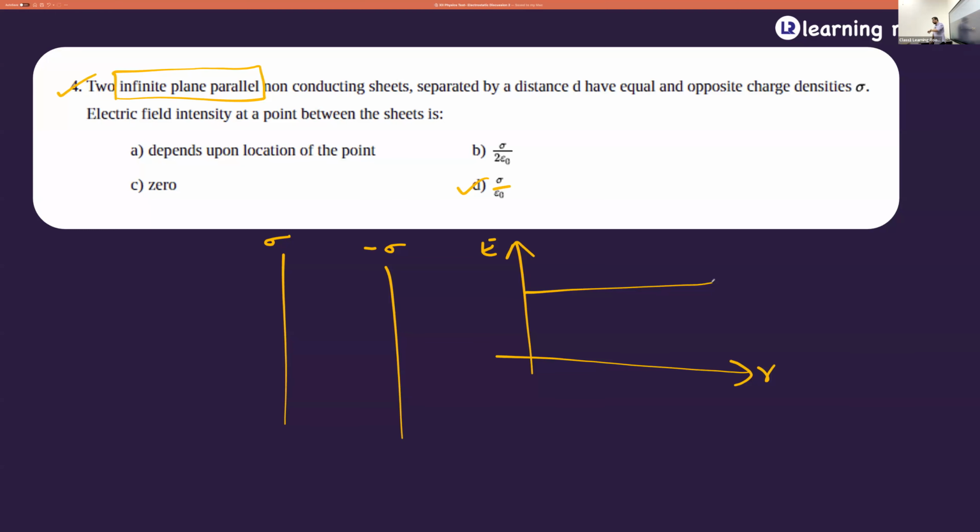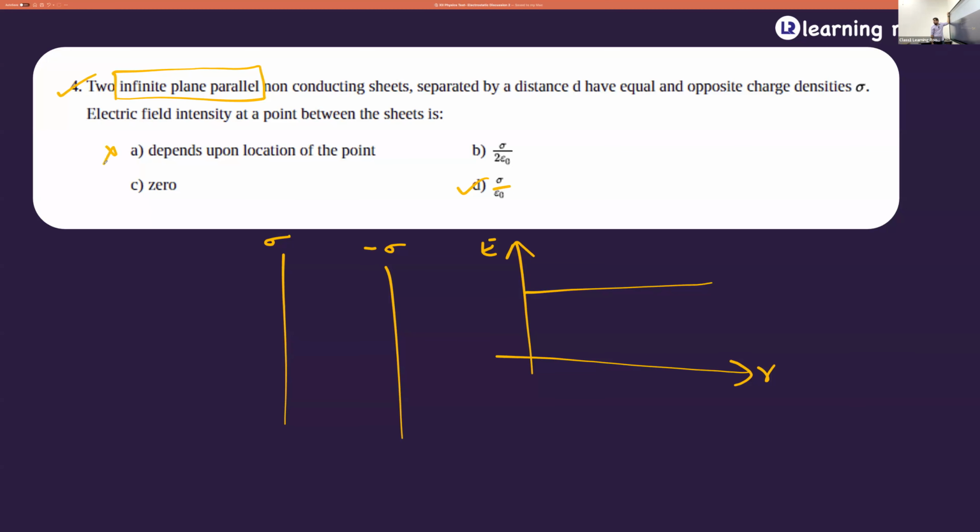See, there is a concept of finite also, but that's not a part of your syllabus. CBSE level, it's there for competitive exams. So here you are able to understand. Right. Now, this option itself is wrong. It does not depend on the location because it's always uniform.